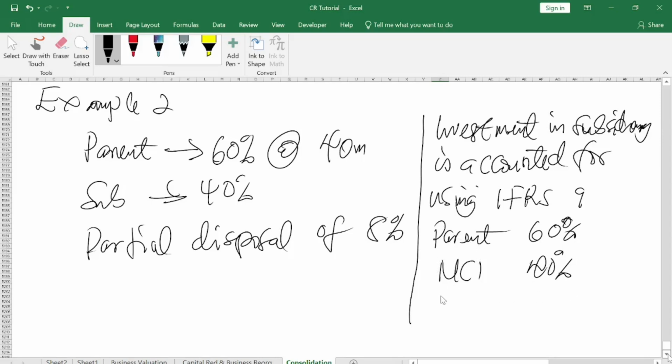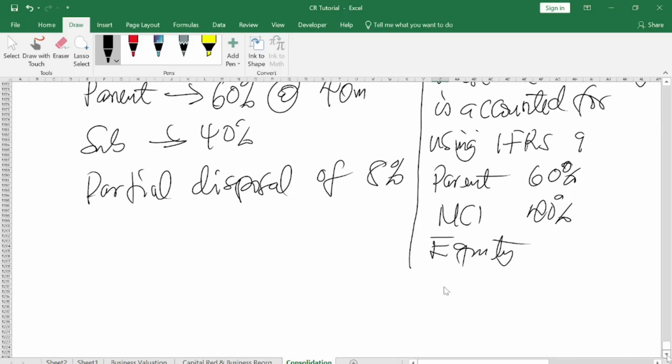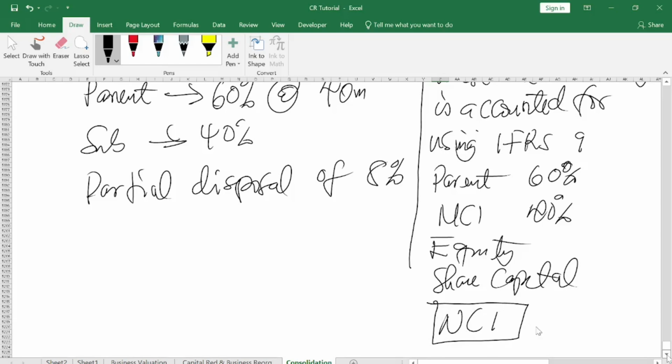So with the NCI, under the equity you have the share capital of the parent, right? Then you have the NCI of the subsidiary. Now, this NCI of the subsidiary that you have in the equity, that is what the question is saying. If the value is, assuming, 40 million, they said that they account for it using IFRS 9.